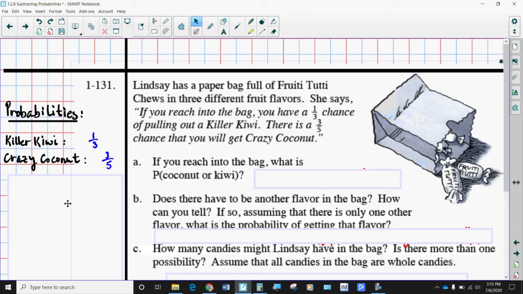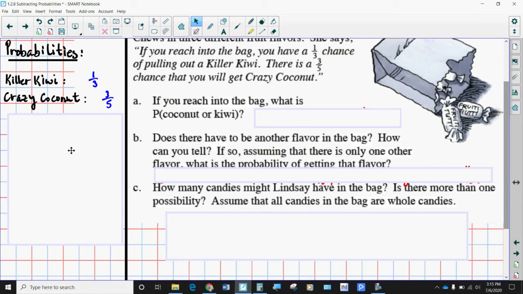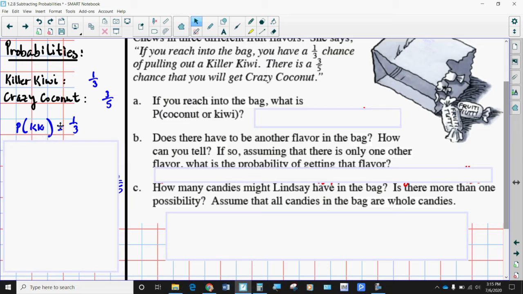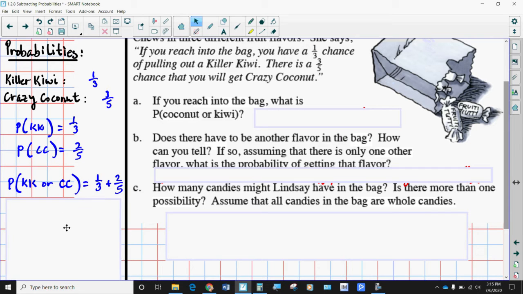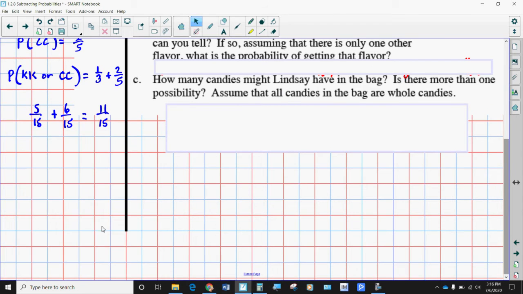All right, so I'm going to do a little analysis here on the side. Just thinking about this before we start doing any work. I'm thinking, all right, so we know the probability of killer kiwi is 1/3, and the crazy coconut's 3/5. So if we're going to answer the question, what's the probability of pulling out either a kiwi or a coconut? Don't you have to add those 2 probabilities? That's what we learned yesterday. So we would want to get common denominators and add those together.